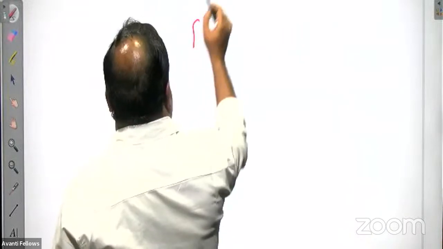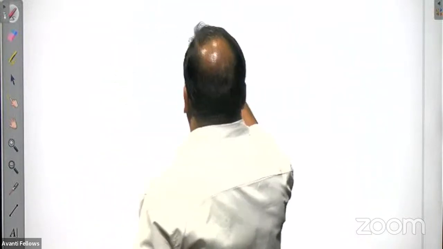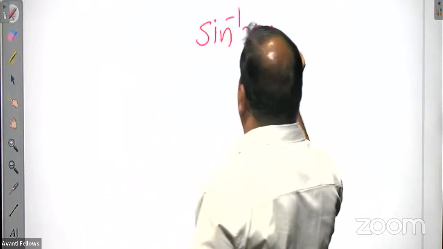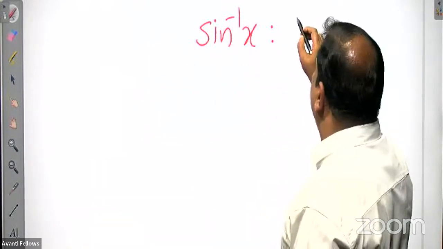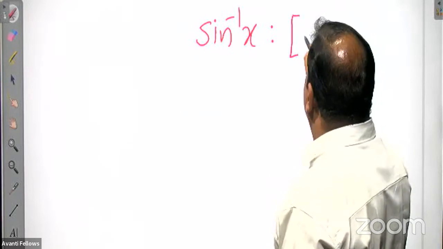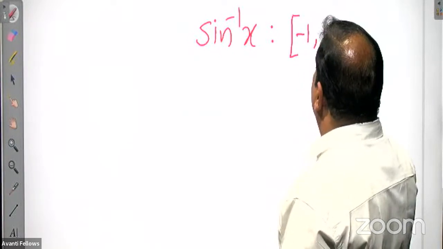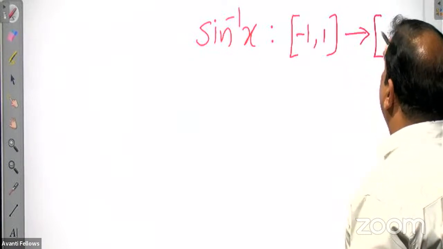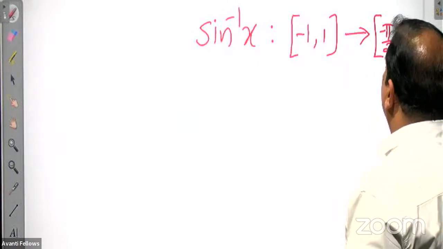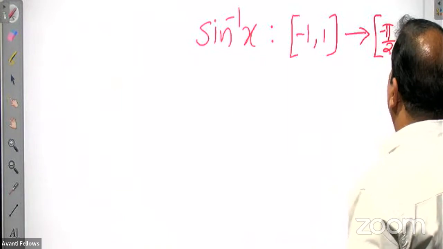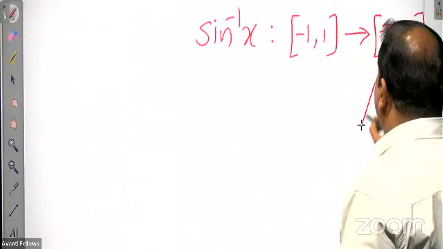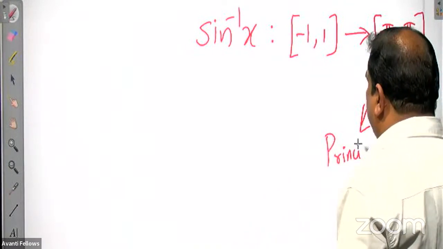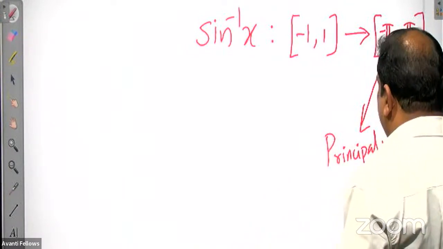So what we can say, sine inverse x, we write the inverse function like this. All of you may be knowing this notation. So sine inverse x is a function from minus 1 to plus 1. The domain is minus 1 to plus 1. And what is the range? Minus pi by 2 to plus pi by 2. And minus pi by 2 to plus pi by 2 is known as the principal value branch.